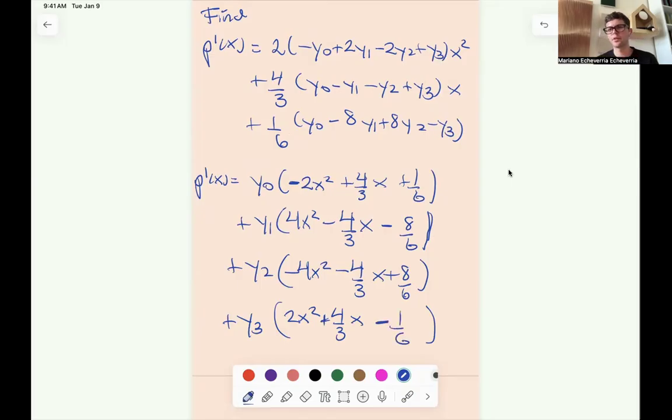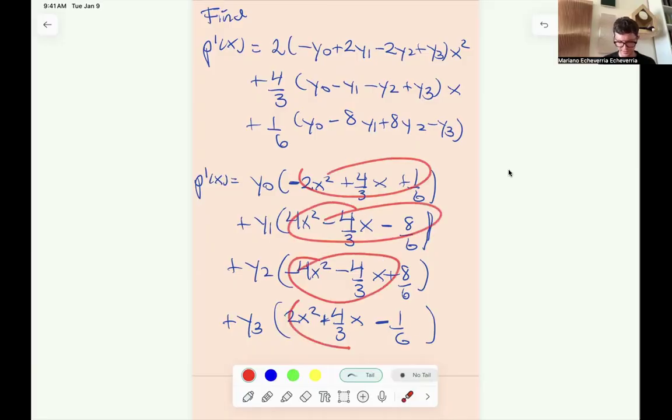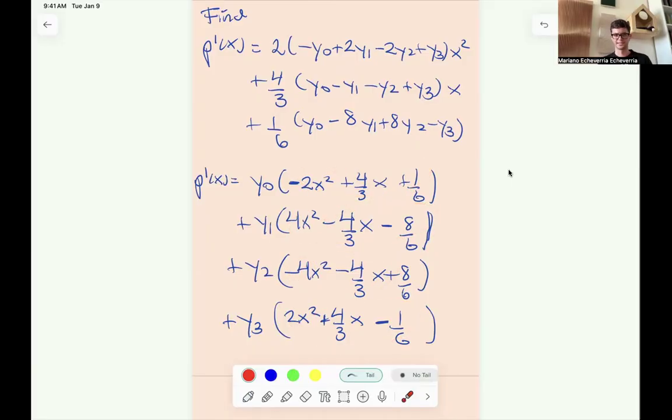So you see, it is the same polynomial, but factored in a different way, where you're grouping together the terms with y0, the terms with y1, and then the terms with y2 and y3. That makes it a little bit easier when you evaluate at the nodes, because you only have to evaluate each of these for different values of x.